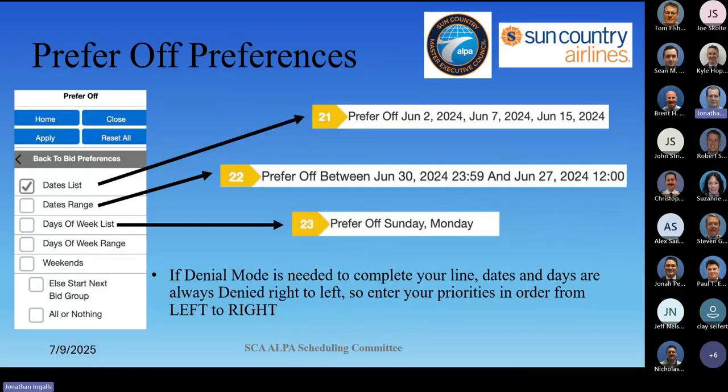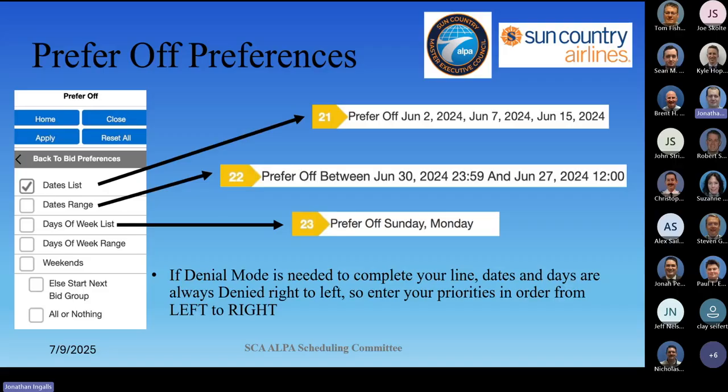So prefer offs and avoids. If you don't enter into denial mode, a prefer off and avoid is the same thing in the eyes of the system. They're both a negative bid preference. If you enter into the denial mode, prefer off and avoid commands are slightly different. Why are they slightly different? It's because prefer offs can be partially avoided, or denied, excuse me.